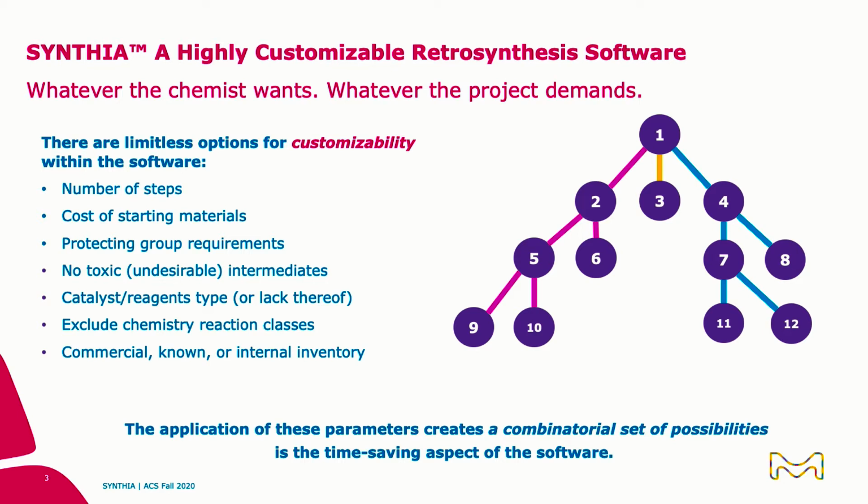Some of the aspects of a search that an end user can customize are things such as the number of steps in that synthetic pathway, the cost constraints of any building blocks that you may need to buy for that synthesis, and any protecting group requirements that you may have, for example, if you need a protecting group-free synthesis. You can even avoid toxic or undesirable intermediates or building blocks, catalysts or reagents, even entire chemistry reaction classes. You can even select within Synthia the building block databases that you would like it to plan synthetic pathways back to within your search so that it hits the right criteria for this particular project.